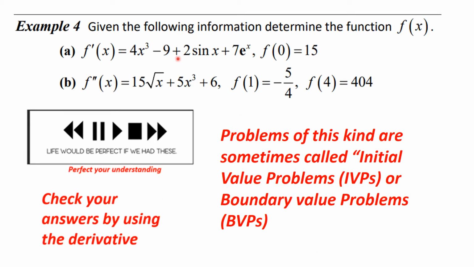This is a different kind of problem, and actually there are two problems here. In both of them we want to find out what is f of x. But here I tell you that f prime of x is this expression. And moreover, I tell you some additional information that f at 0 is equal to 15. Here I tell you the second derivative is equal to this expression. But I tell you two pieces of information: f of 1 is minus 5 over 4, and f of 4 is 404. Two problems, you know what to do.